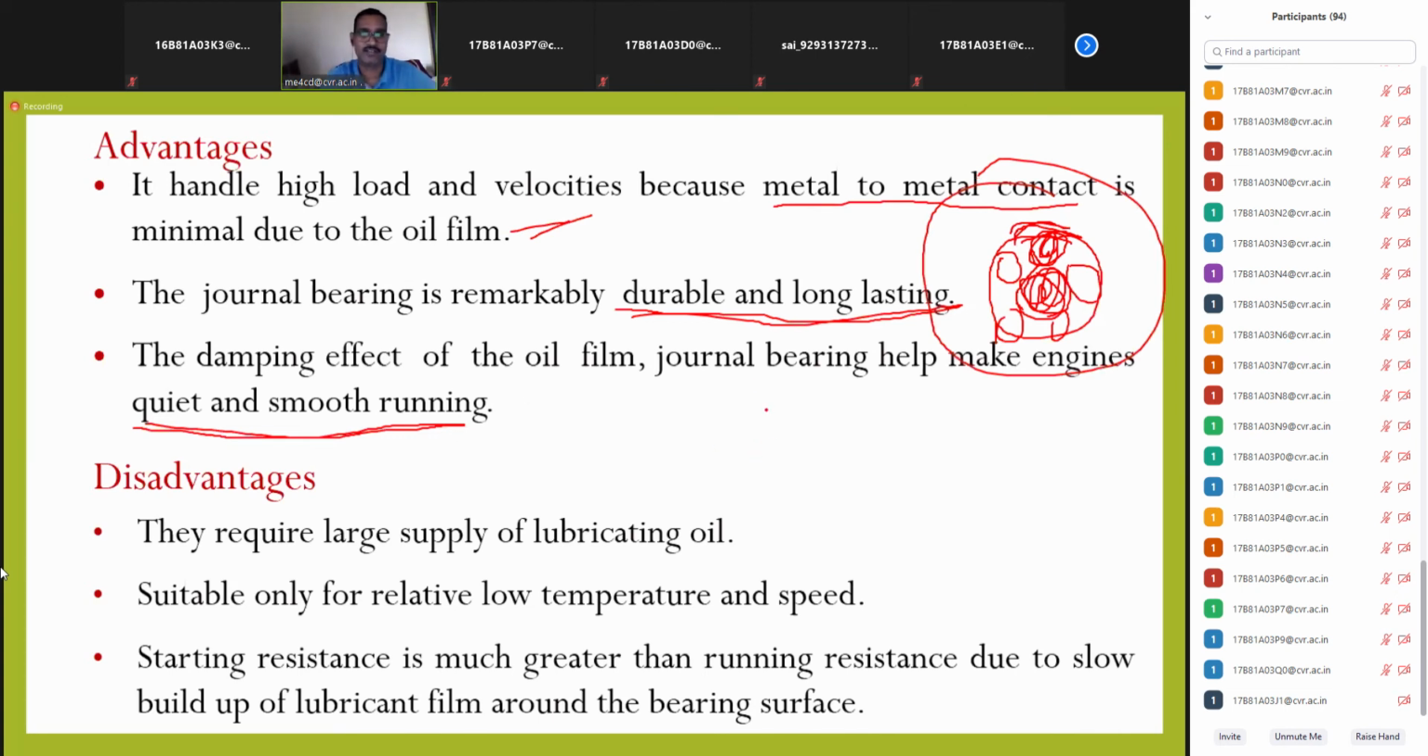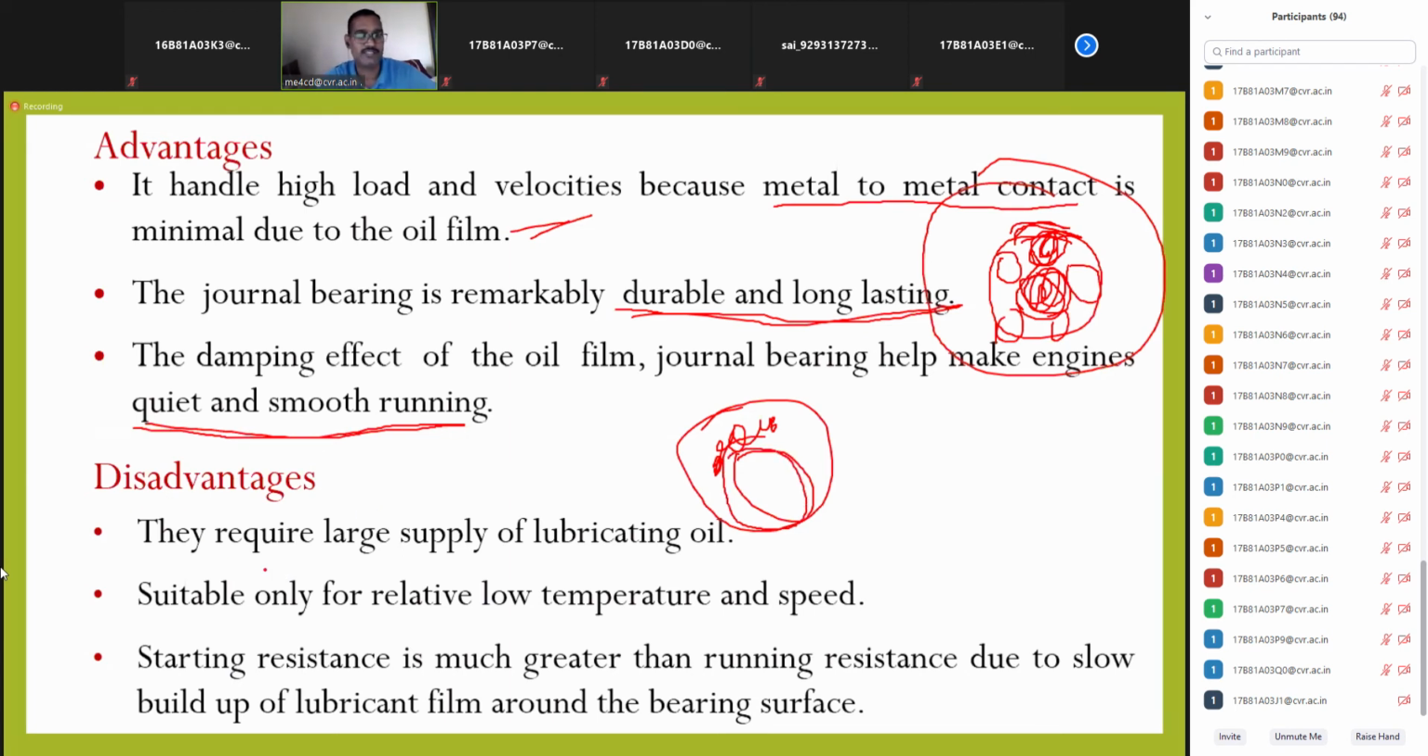But here in this thing, if there is a vibration, that vibration will be taken by the oil, and because of the vibration, the film thickness may change, and because of that, what happens? The vibrations will be lost in the oil only, right?